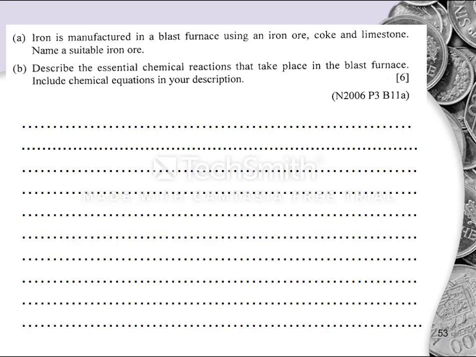Now, do pause and try this question. A. Iron is manufactured in the blast furnace using an iron ore, coke, and limestone. Name a suitable iron ore. What is the special iron ore we learned today? Of course, it's hematite. Now B. Describe the essential chemical reaction that takes place in the blast furnace. There are 5 reactions that take place in the blast furnace, and of course, you can find the answer in the previous slides.